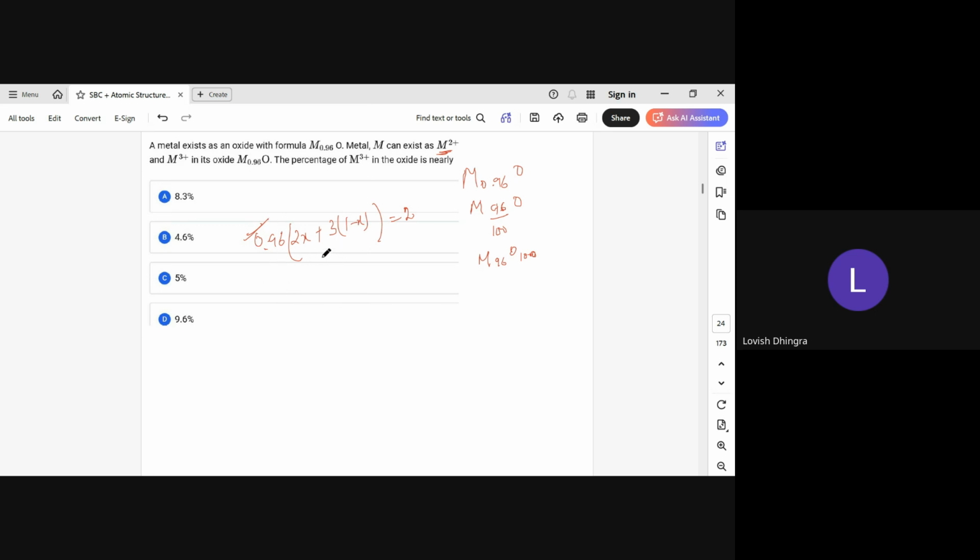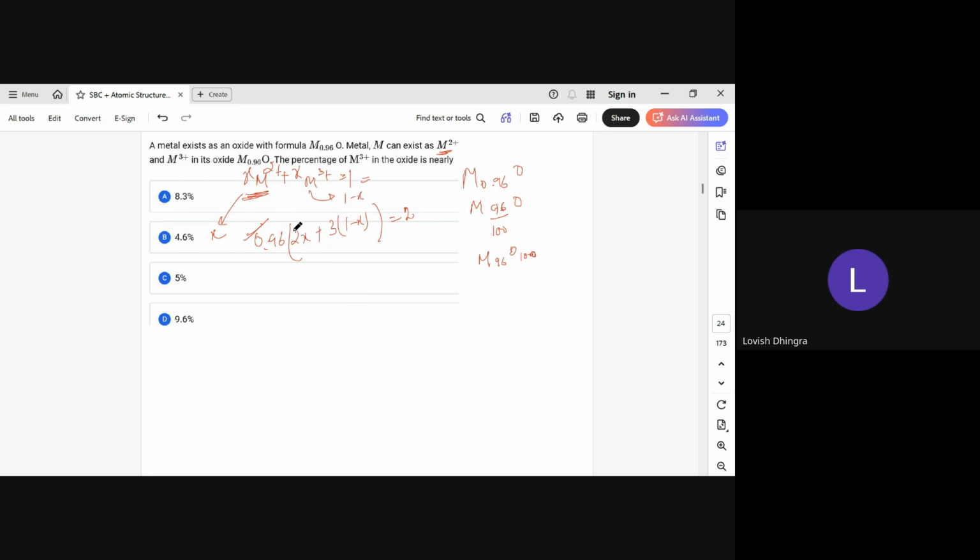Is this clear to everyone? What is he trying to say? Basically, the metal is existing in two oxidation states, M2+ and M3+. So the total mole fraction is always 1. Suppose the mole fraction of M2+ plus the mole fraction of M3+ equals 1. Suppose you assume the first as x, the rest will be 1 minus x. The sum of these will be 1.